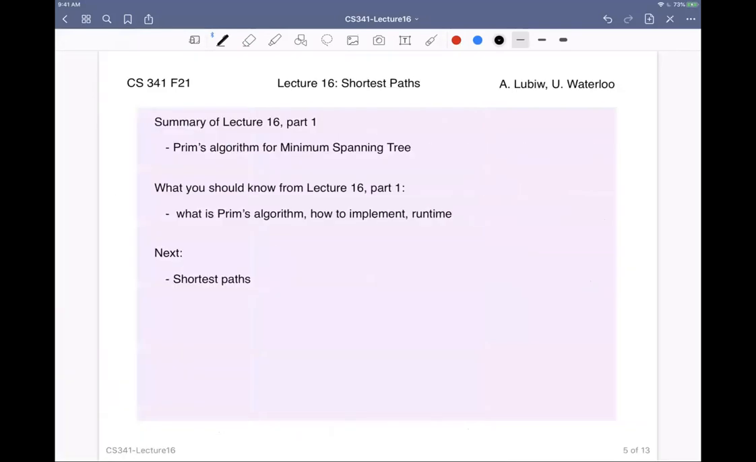Okay, so here's a summary of what we've done so far. Prim's algorithm for minimum spanning tree. It is a greedy algorithm, but different from Kruskal's greedy algorithm. And what you should know is what is Prim's algorithm, how to implement it, and what runtime we get. Never mind the Fibonacci heaps, that was just sort of added information. What we're turning to next is shortest path algorithms. So new topic, new problem, but we're going to look at an algorithm that is slightly similar to Prim's.